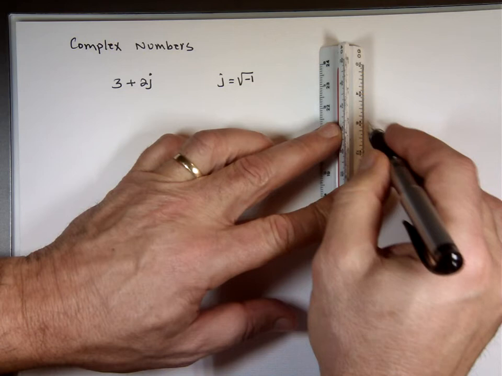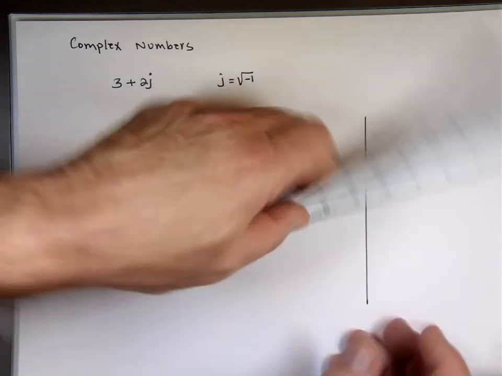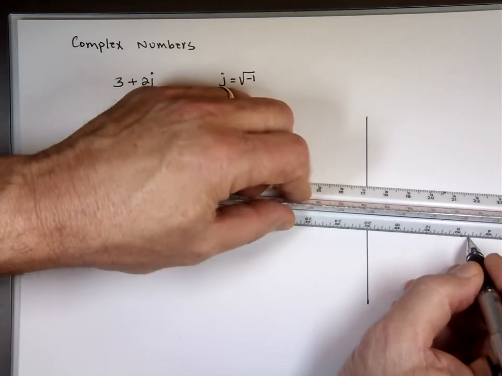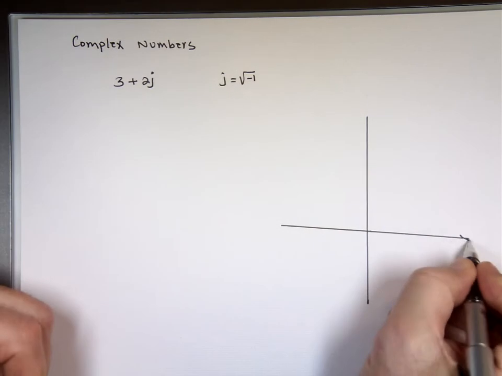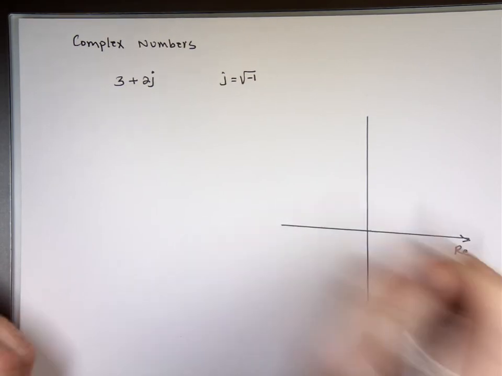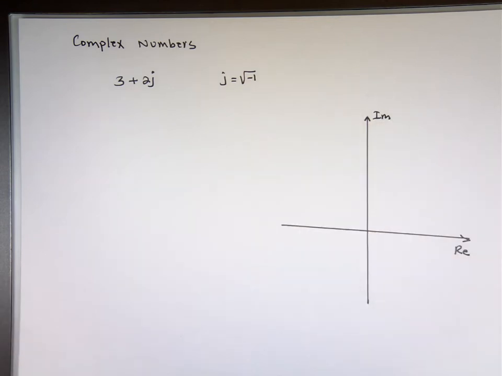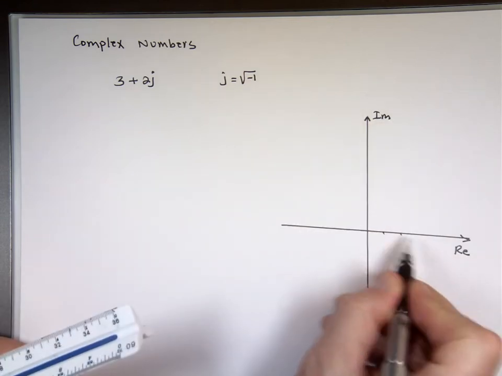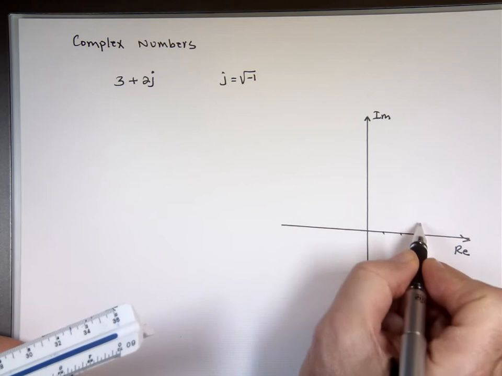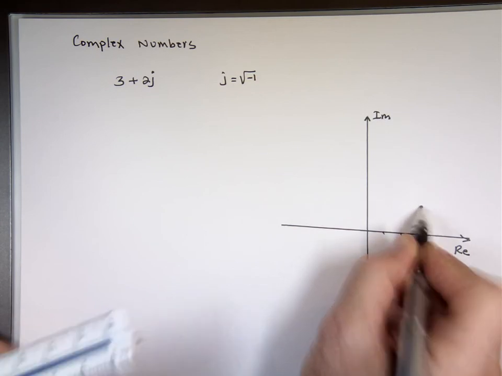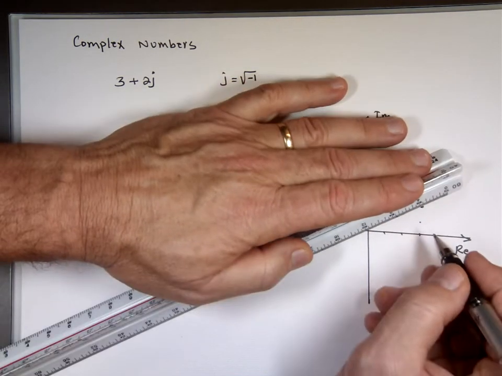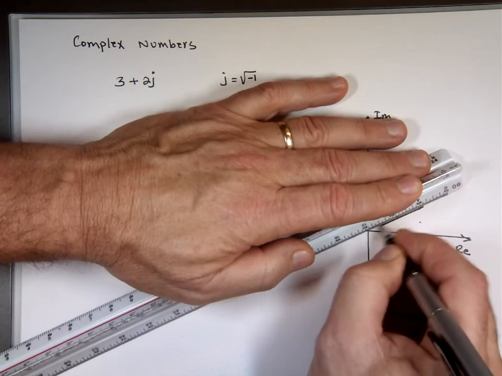When you graph that, usually the x-axis represents the real values and the y-axis the imaginary values. So that's a vector that's 3 units long in this direction and 2 units up. So that's what 3 plus 2j is.